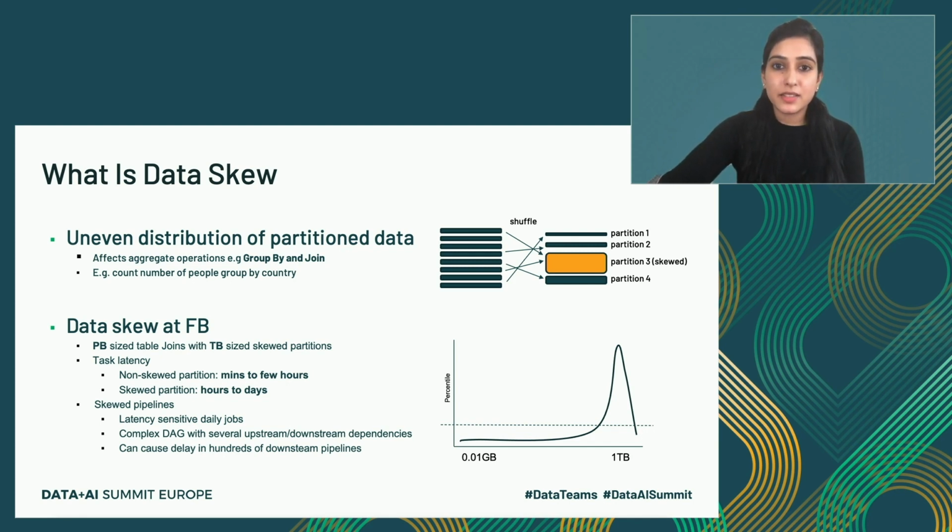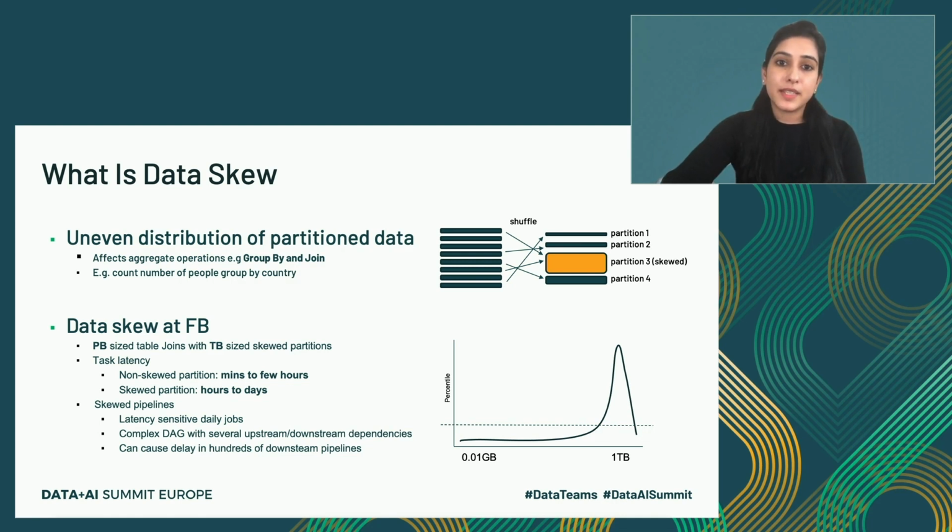Partitions that contain data of less populated countries would have a smaller size, like partition 1, 2, and 4 on your screen. Partitions that contain data of densely populated countries would have a larger size, like partition 3. In this example, partition 3 is skewed. The task that processes a skewed partition has a larger latency and can slow down an entire query.